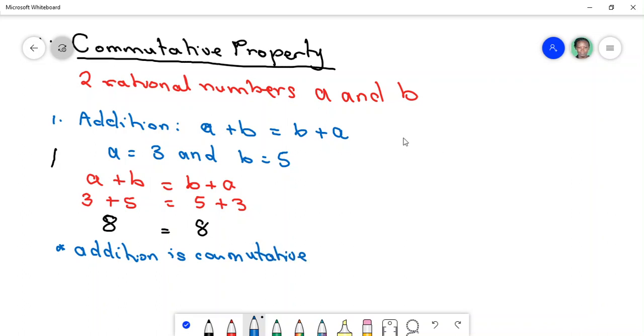Let's look at multiplication. So times. So we have multiplication.